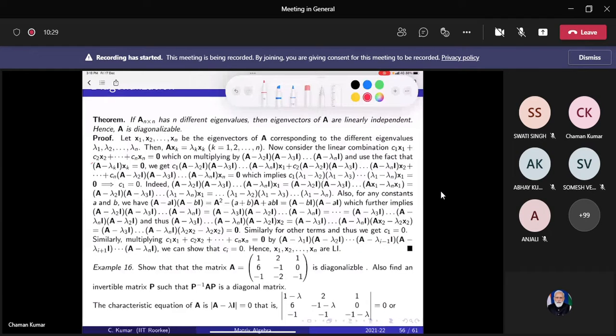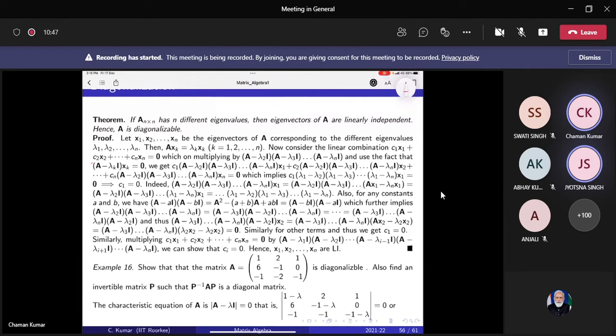So I didn't get how you reach that equation, C1 bracket lambda minus lambda 1 minus lambda 2 into lambda 1 minus lambda 3. You did not understand it. So the fifth line of the proof, this equation, C into lambda 1 minus lambda 2. Just consider two vectors and then you can write everything for n vectors.